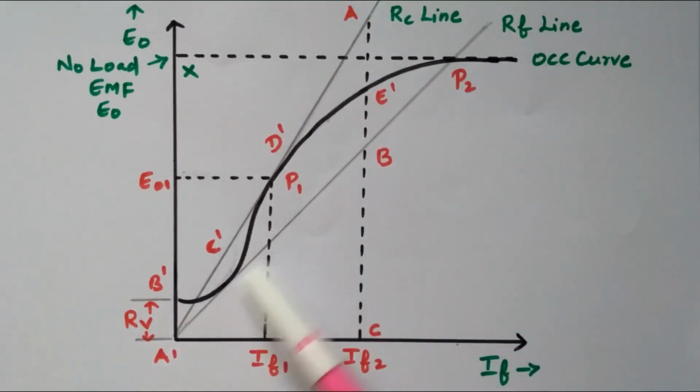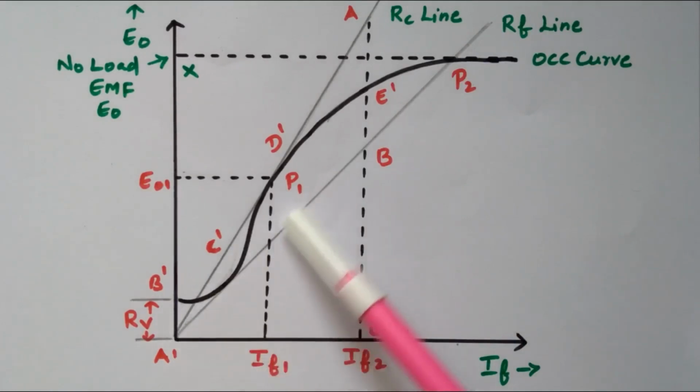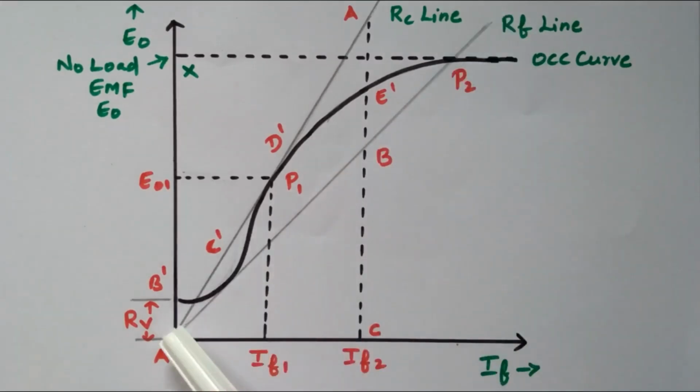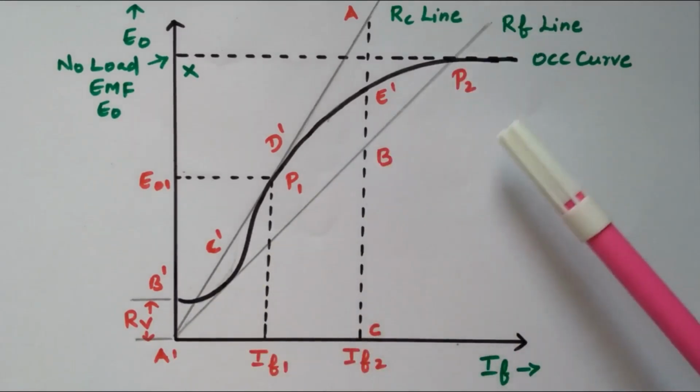And one more line is the RF line. The RF line is drawn between this RF and VF, the voltage across the field and the current through the field winding. So almost this value is available. This is the RF line. We have a separate circuit available for how to take the readings for this RF line, right?